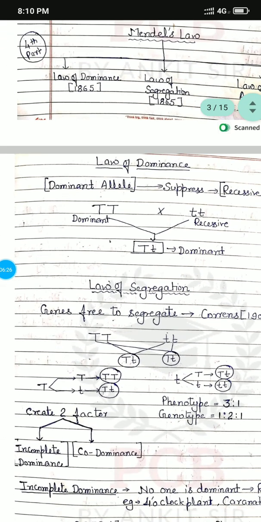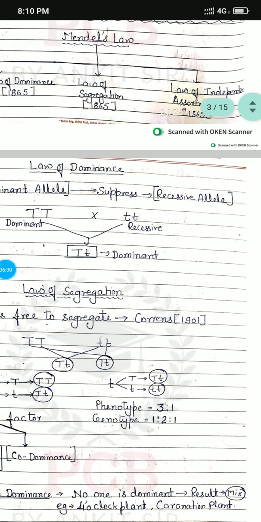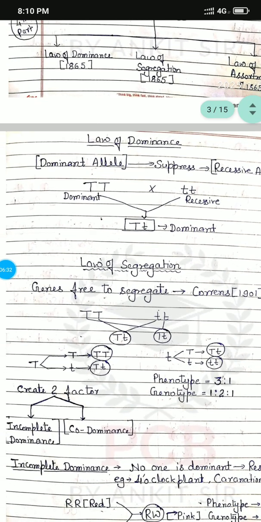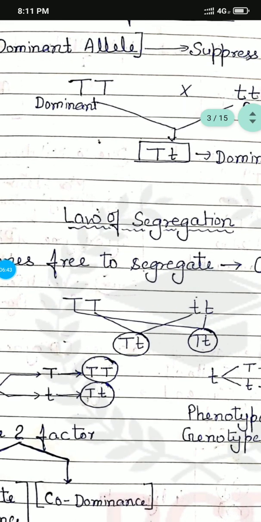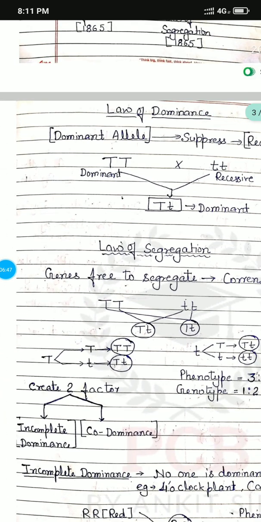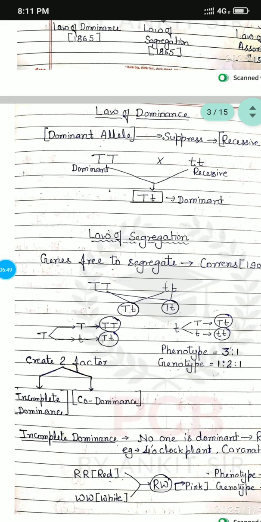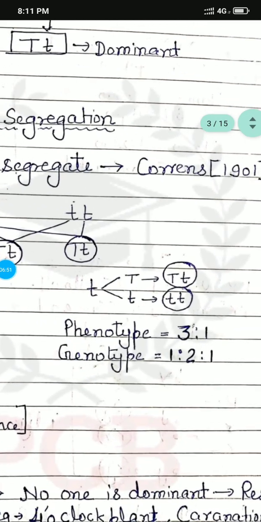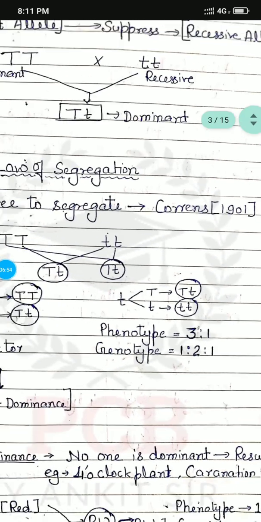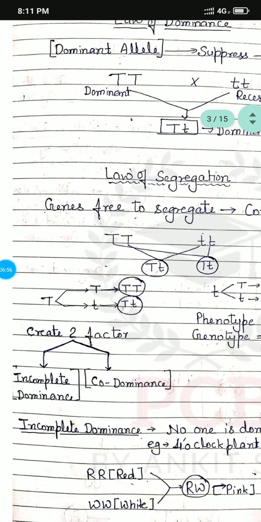Now the next one is the law of segregation. The genes are free to segregate. That's why it was said by Correns in 1901 that any type of gene which is present in the chromosome can easily segregate and cross with any other genetic behavior. So capital T with small t gives capital T small t. Why is the hybrid formed? This hybrid is going to be formed in the progeny. The phenotypic ratio is 3:1 and the genotypic ratio is 1:2:1.